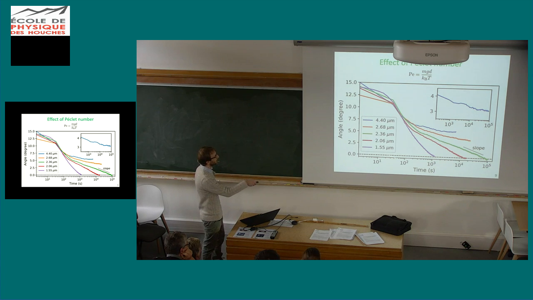So here, for example, for the 1.55 micron particle, they go back to a horizontal surface in like 20 minutes. So their Peclet is about 10. And for the 4.4 micron particle, you can think that they stop, but actually if you zoom, you see that they are always flowing, but very, very slowly. And if you extrapolate the time that they need to relax to the 0 angle, you find something like 2 months. So there is a wide range of times when you change a little bit the size of the particle.